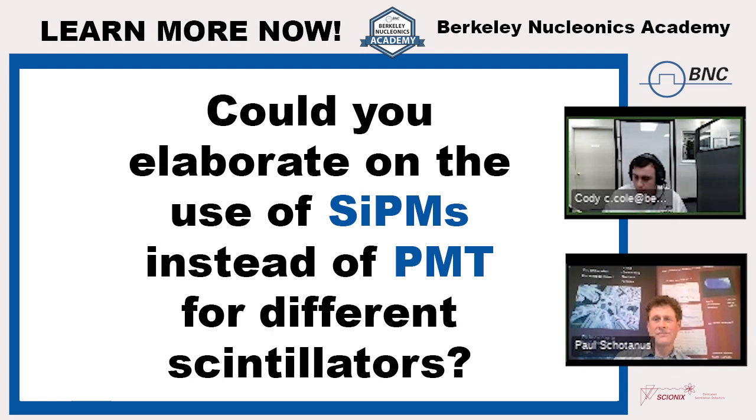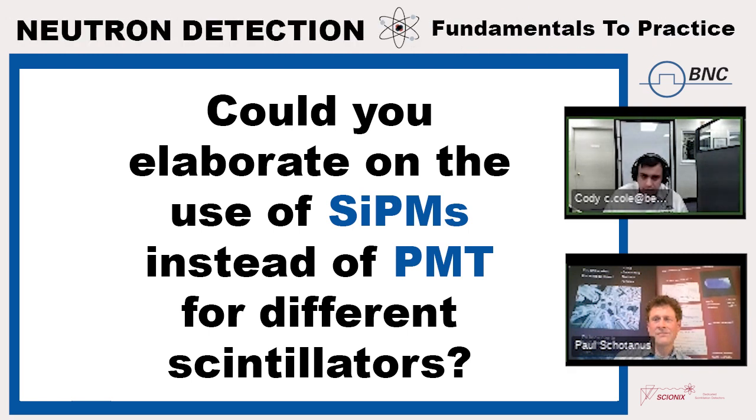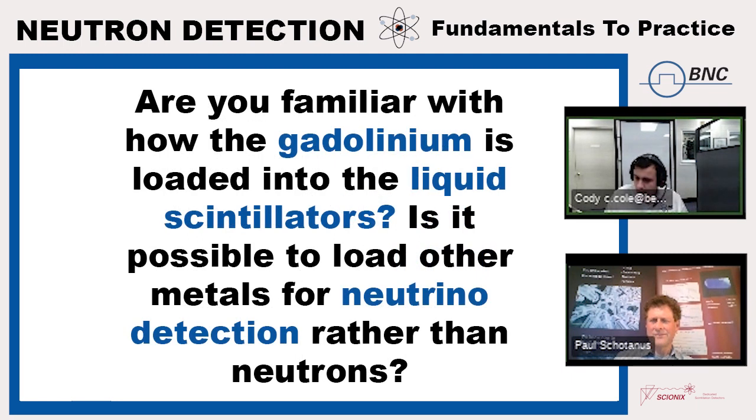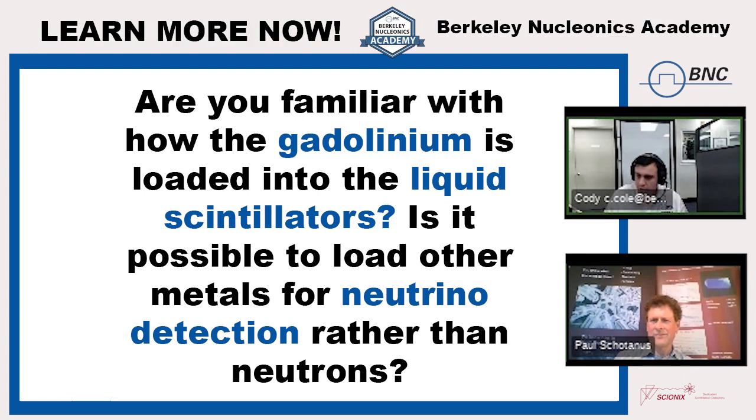And moving back to the questions, though, it looks like we have about 5 minutes left in the planned time. So I'll go ahead and maybe take 3 to 4 more questions. From Jonathan Folkerts, I have, are you familiar, Paul, with how the gadolinium is loaded into the liquid scintillators? And ensuing from that, is it possible to load other metals for neutrino detection rather than neutrons?